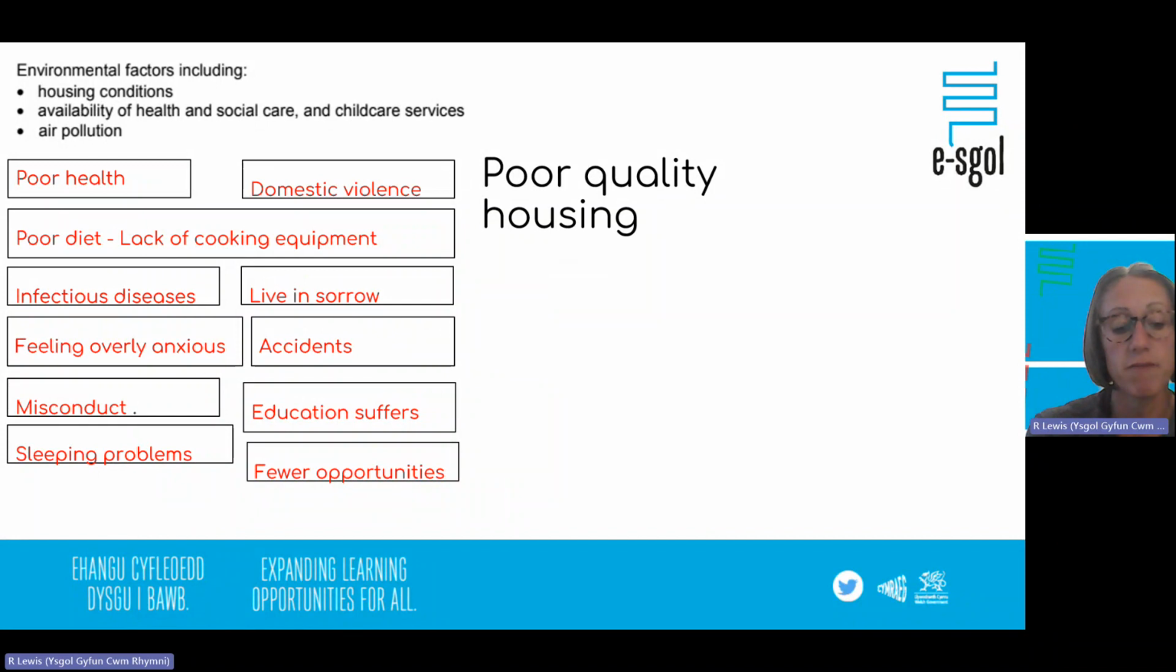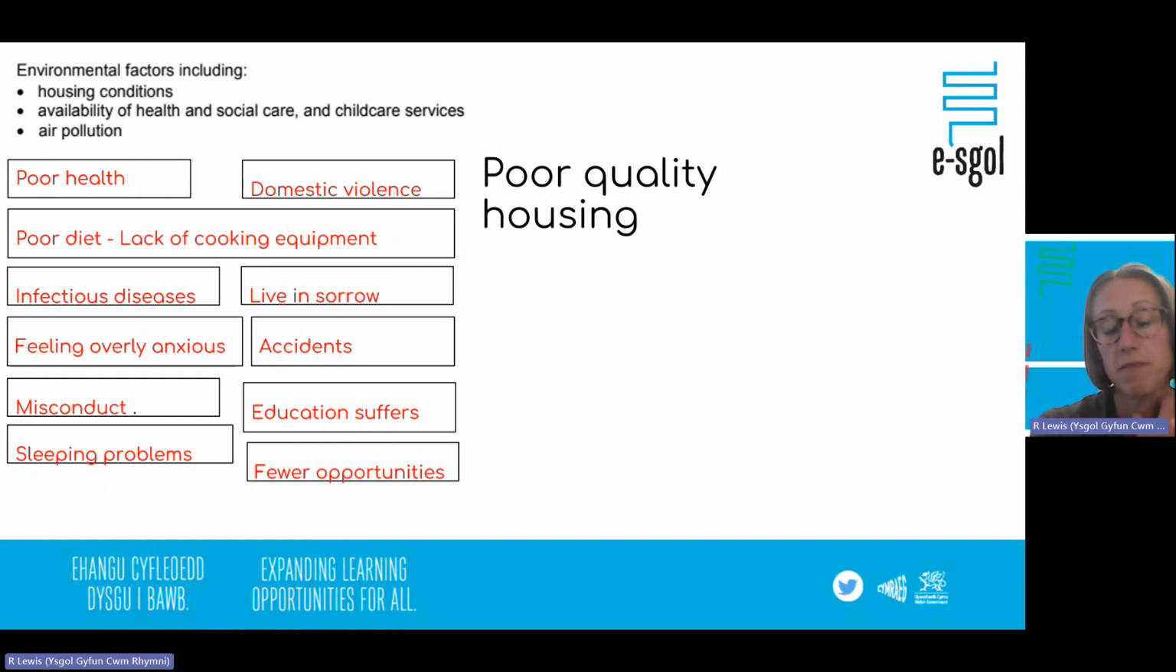We can also have poor diet because we live in a poor quality house, because the financial resources are not there to have the correct cooking utensils or cooking equipment, and therefore we're just buying meals that we can put in a microwave and that are readily available to eat in maybe a couple of minutes.